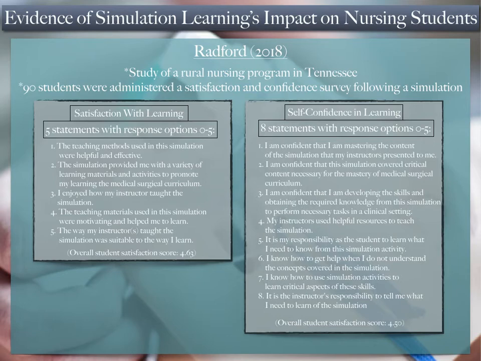Were they provided with resources? Did the instructor utilize a simulation correctly? And the average overall student score out of 5 was 4.63 for that. There were 8 questions that pertained to self-confidence in learning on the survey, some of which included students' confidence in mastering simulated contexts and knowing their responsibilities in simulated situations. The overall satisfaction score was 4.50.